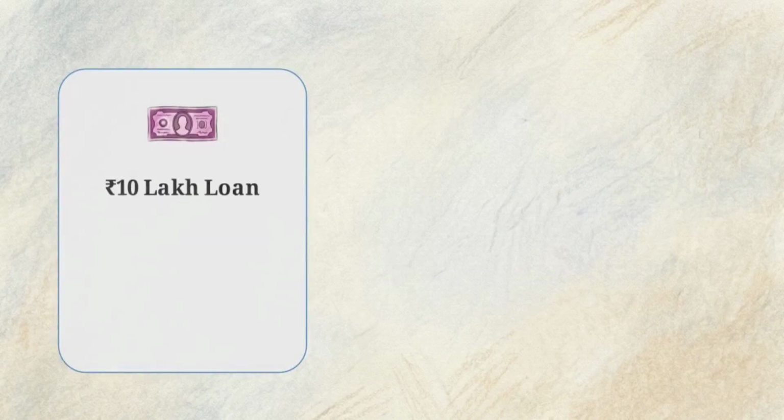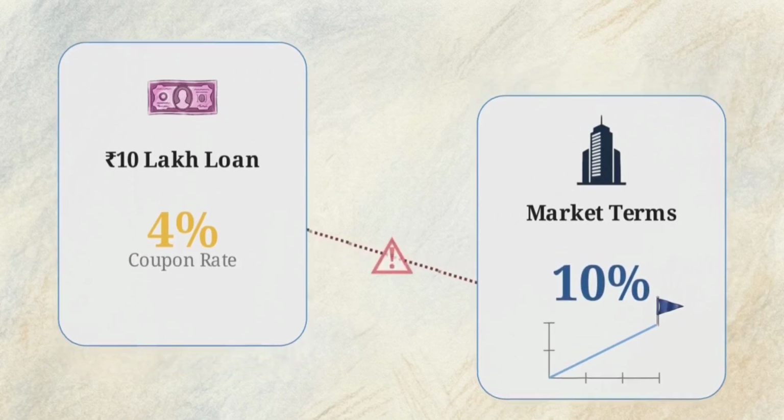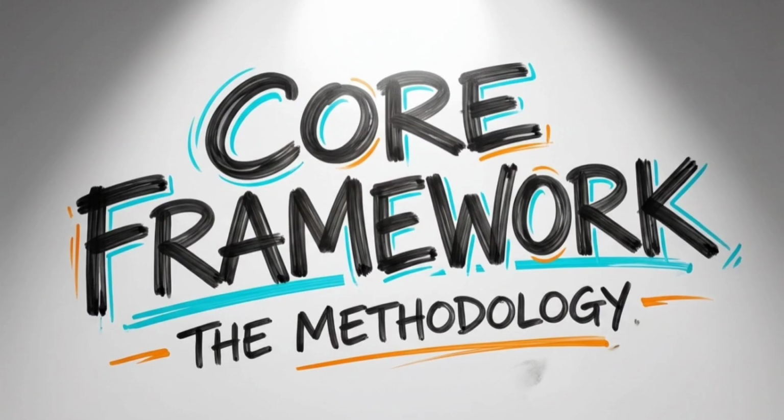If an exam question asks you to record a 10 lakh loan given to an employee at a 4% cash coupon while the market rate is 10%, recording it at face value is a mistake that will cost you the marks for the entire problem. To get this right, you have to master the specific mechanics of the amortized cost method under Ind AS 109.